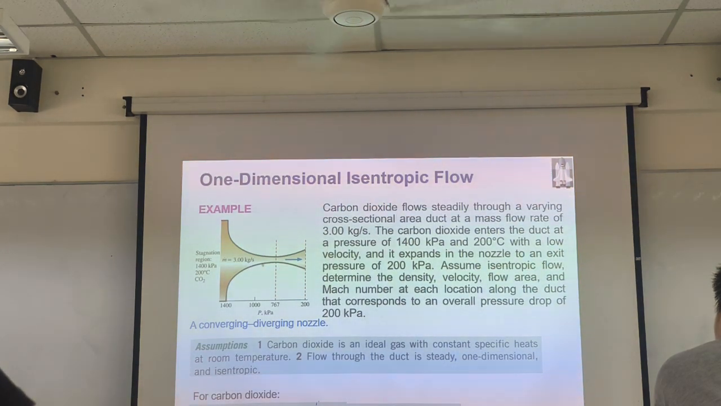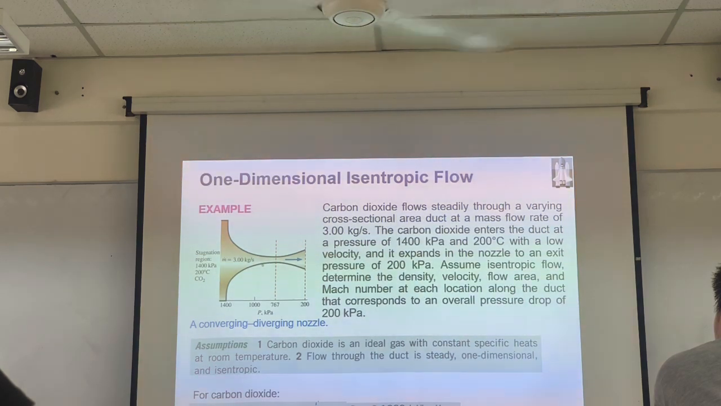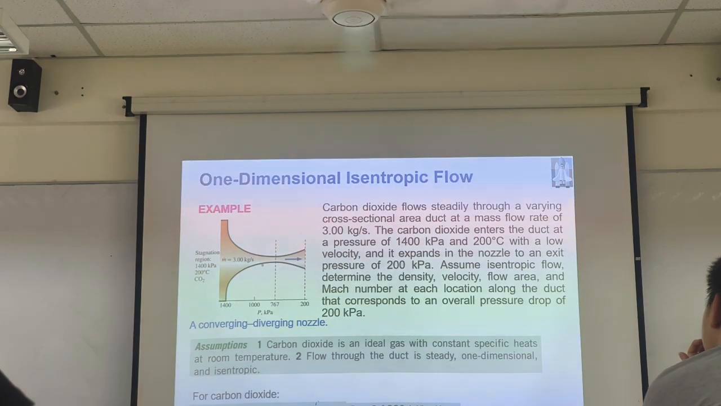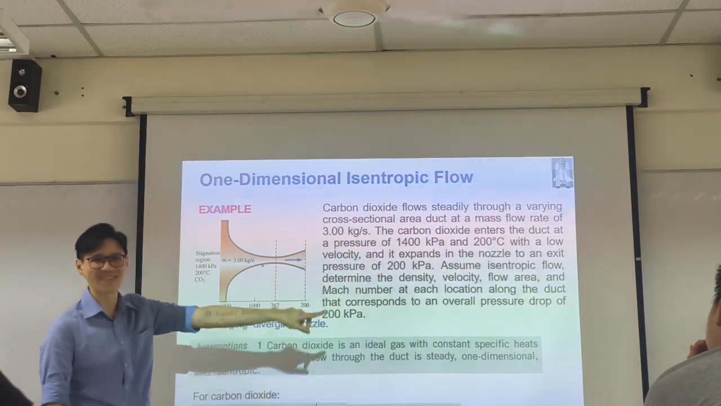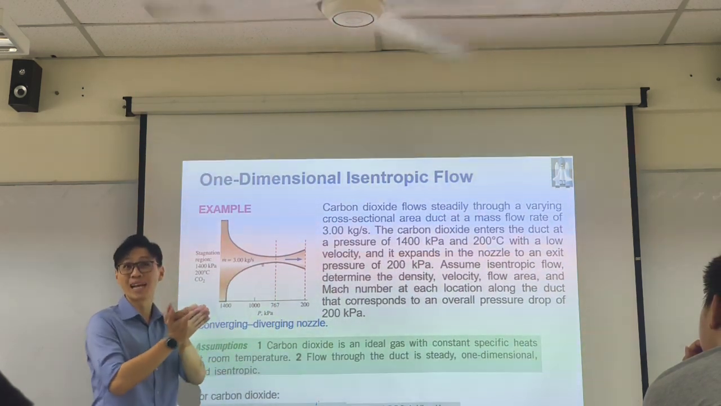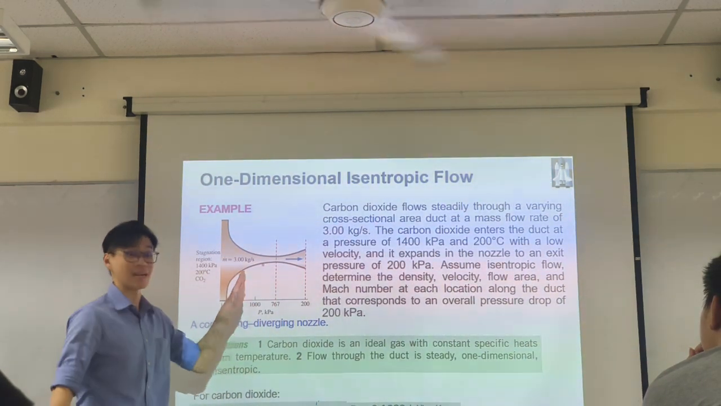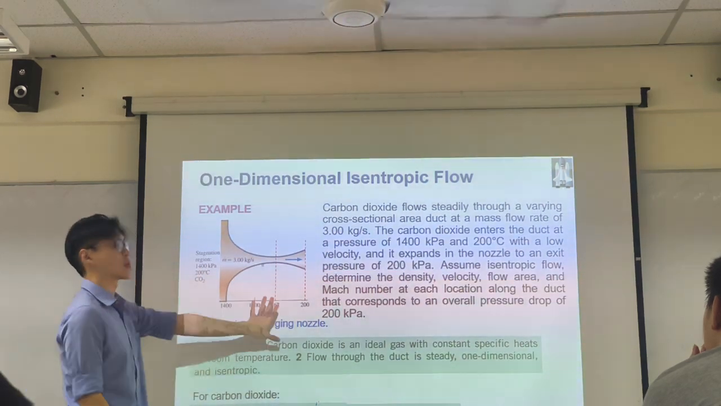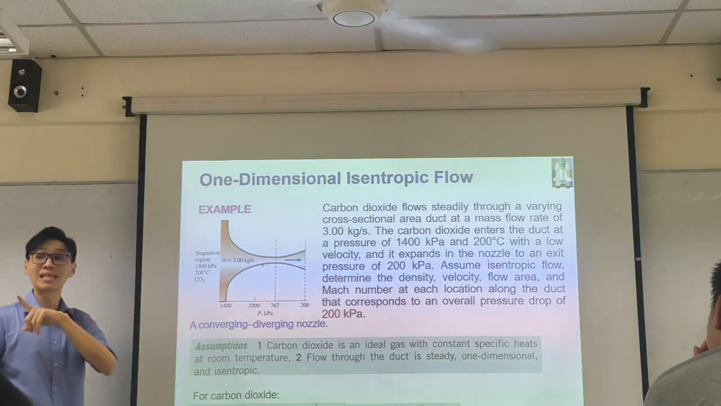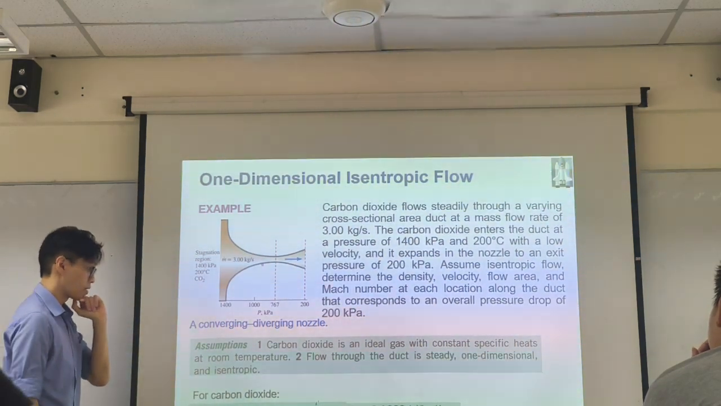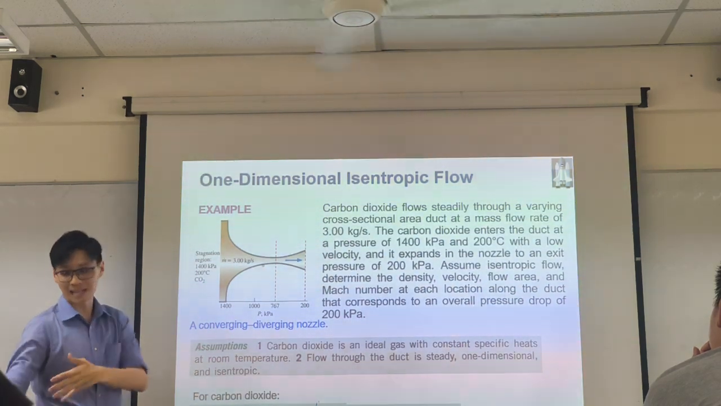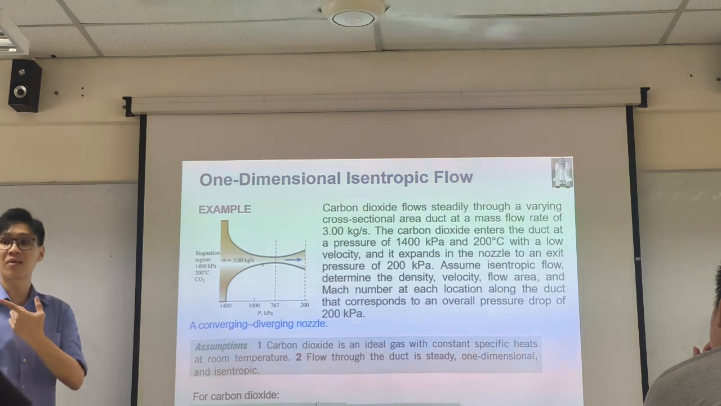Determine the density, velocity, flow area, and Mach number at each location along the duct that corresponds to an overall pressure drop of 200 kPa. Meaning, we are asking you to find each of these values for every 200 kPa. Technically, this is what you do for, let's say, an experiment. That's how you get all those graphs at the start. Of course, I'm not going to ask you to do this here unless you are interested. So here we will show you one example, and you will be provided with the table of the answers. We will see how we can find one of them.